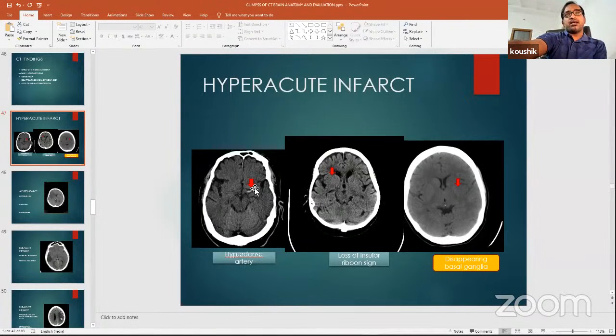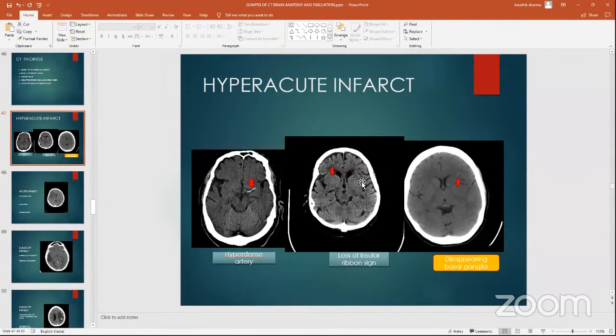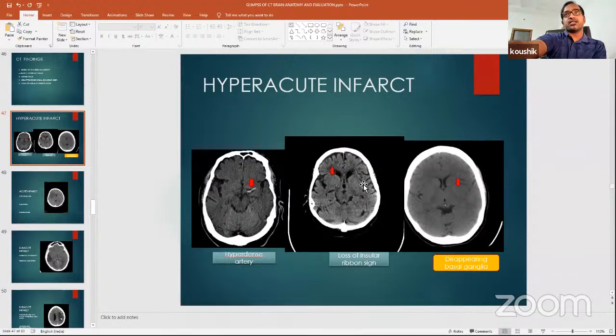Dense MCA sign or dense artery sign, loss of insular ribbon. If we compare on the opposite side, this is the insular ribbon. Insular cortex is the cortex situated deep beneath the sylvian fissure. This is the sylvian fissure, and this is the insular cortex. Here we can see loss of insular ribbon sign and disappearing basal ganglia sign.